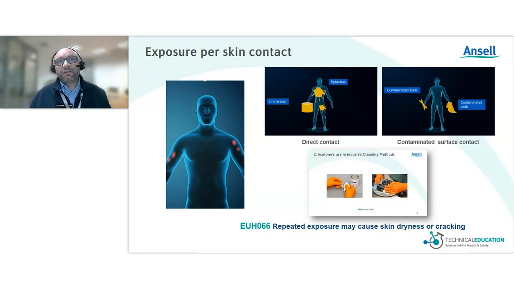And for that, I can mention two ways of contact. The first one is direct contact. The direct contact could be the splashes or immersion. And the second one is indirect contact or contaminated surface contact. What I mean by contaminated surface, it could be a tool, the tools that the maintenance workers are using, maybe they are contaminated with other chemicals and also could be contaminated with acetone, or the working surface, and also the cloth here. The cloth absorbs acetone, and if we are not protecting our hands, we can be in contact with this acetone.